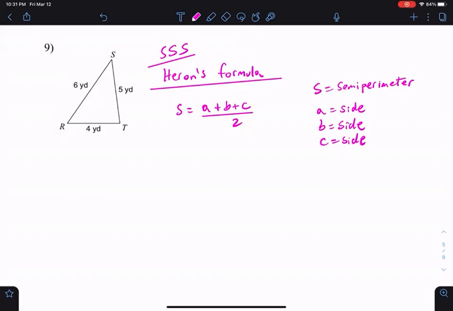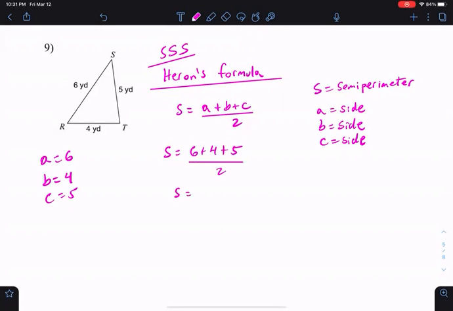So let's say that A equals 6, B equals 4, and C equals 5. The only thing you need to do is plug it into the formula. So this is 6 plus 4 plus 5 divided by 2. So this is 15 divided by 2, and this is 7.5. That's it. That's the only thing you need to do. Now you need to compute the area. This is part of Heron's formula.